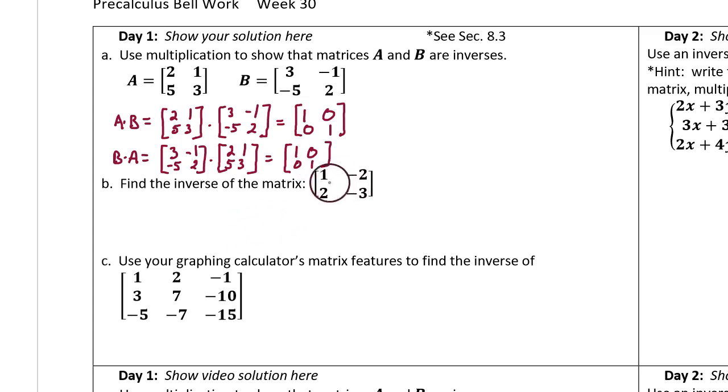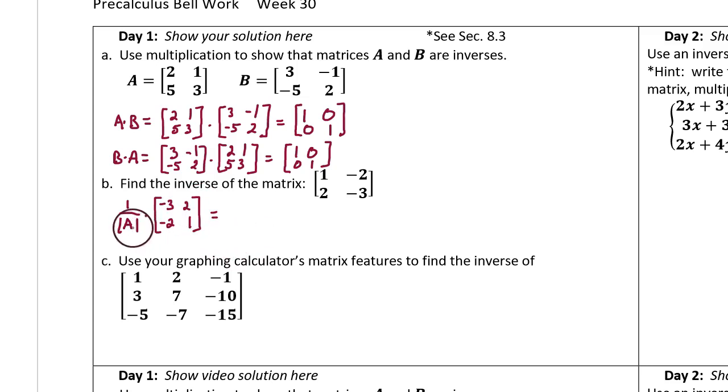Question B, we want to find the inverse of this matrix. There's a formula to find the inverse. It's to take 1 divided by the determinant of the original matrix, and then multiply by a matrix where you've adjusted the entries. On the main diagonal, you switch their positions. And then this, you switch the signs.